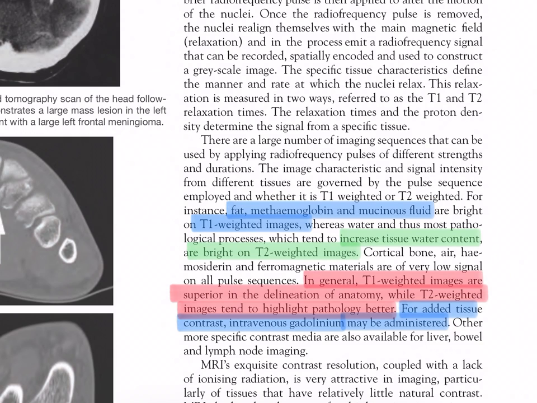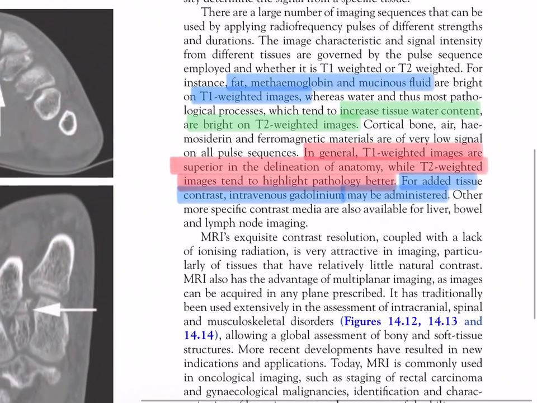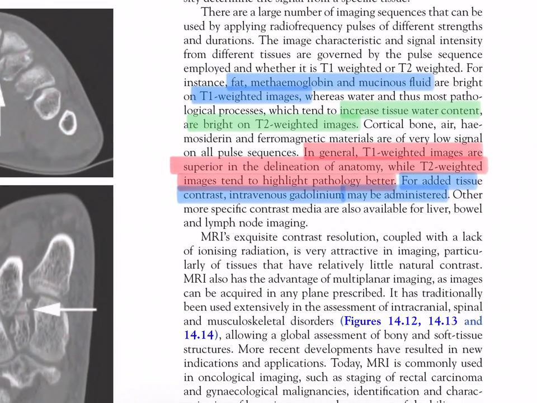Cortical bone, air, hemosiderin and ferromagnetic materials are of very low signal on all pulse sequences. In general, T1 weighted images are superior in the delineation of anatomy, while T2 weighted images tend to highlight pathology better. For added tissue contrast, intravenous gadolinium may be administered. Other more specific contrast media are also available for liver, bowel and lymph node imaging.